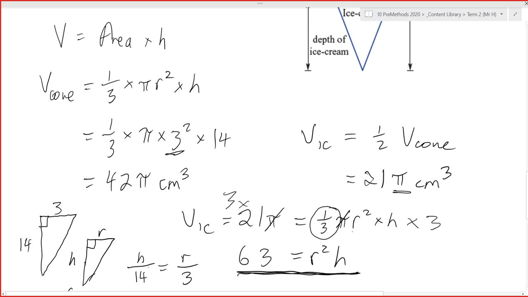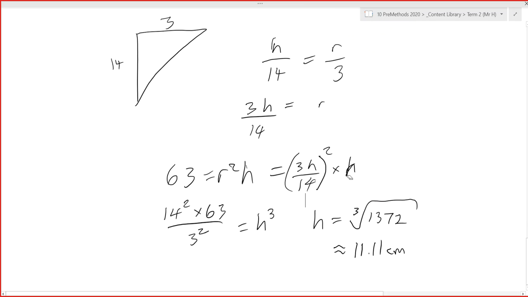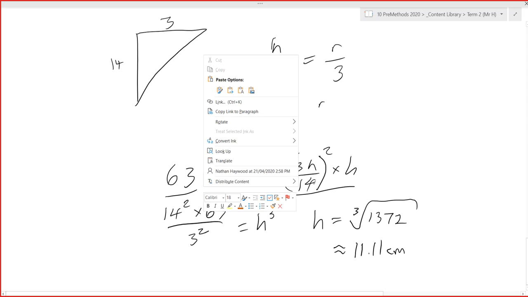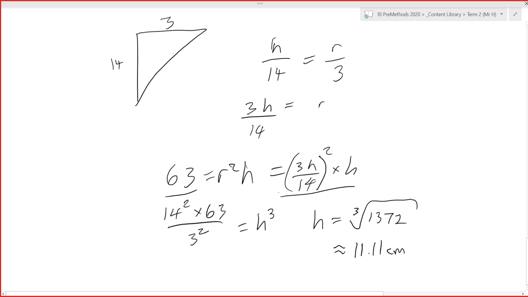So then you can rearrange this and then put one of these into here. So because we're finding h, we're going to get r by itself. So h, you bring the 3 over and you get r by itself. Substitute in. So now we have it only in terms of h, okay? Because I substituted in where r was. And now I rearrange, so h is by itself, so you get the final answer of 11.11 to 2 decimal places.